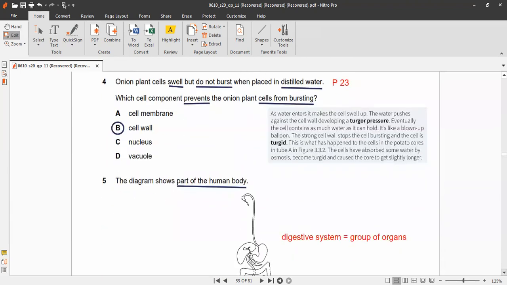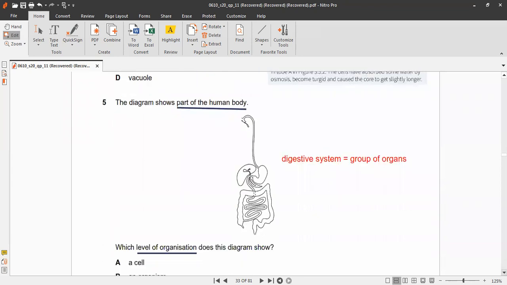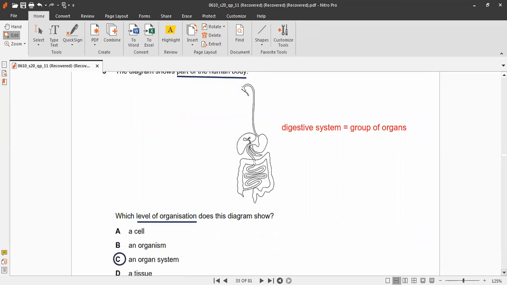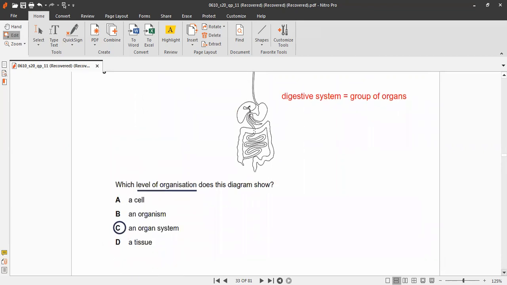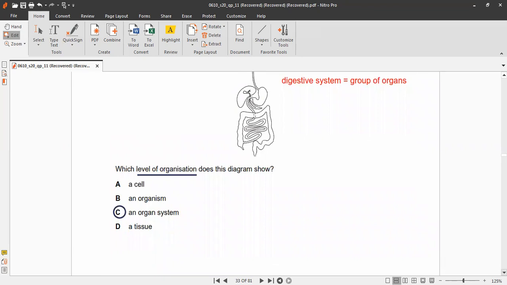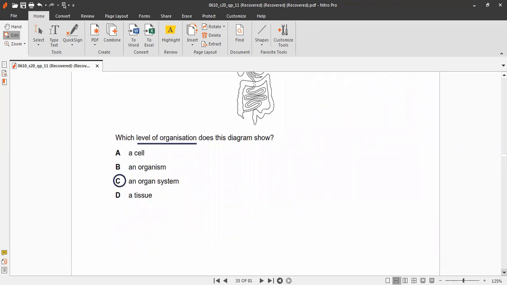The diagram shows part of the human body. Which level of organization does the diagram show? Yes, the organ system, the digestive system, a group of organs, not cell, not organism, not the whole body, not tissue.